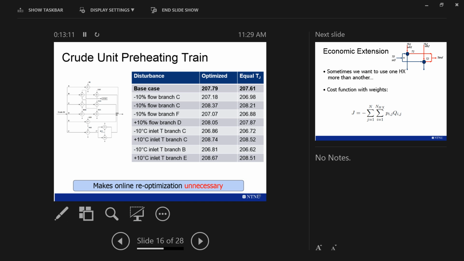I'm not going to talk so much about this here, but this case is the same if you make flow disturbances or temperature disturbances. The values become very similar too. So this makes re-optimization unnecessary, basically.